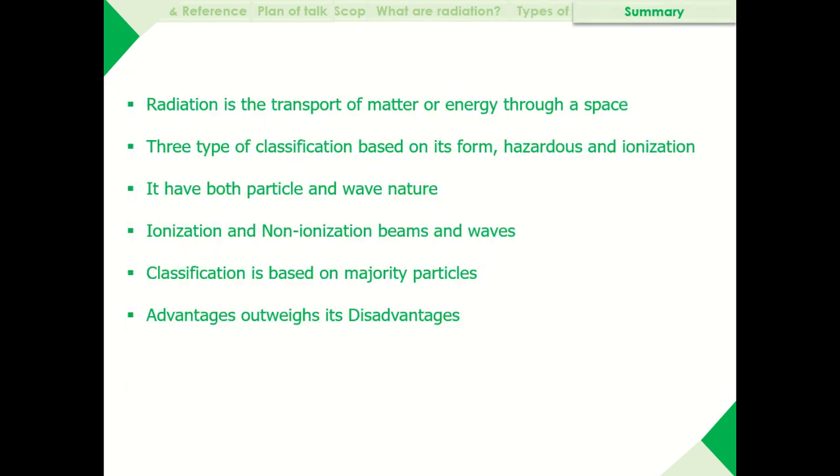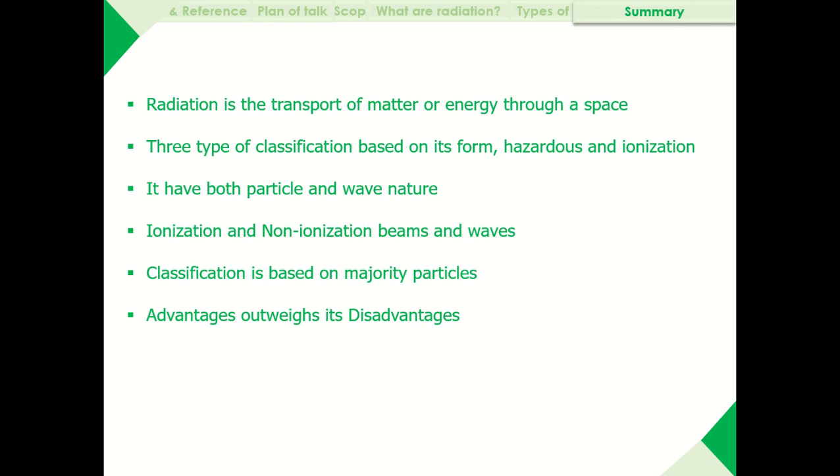Finally, the summary of this session is that radiation is a transport of matter or energy through space. There are three types of classification based on its form, hazard, or ionization. It has both particle and wave nature. Ionizing and non-ionizing waves can be seen. The classification is based mostly on particle properties and interaction with the body. On the whole, the advantages outweigh the disadvantages. Hope this lecture is useful for you.